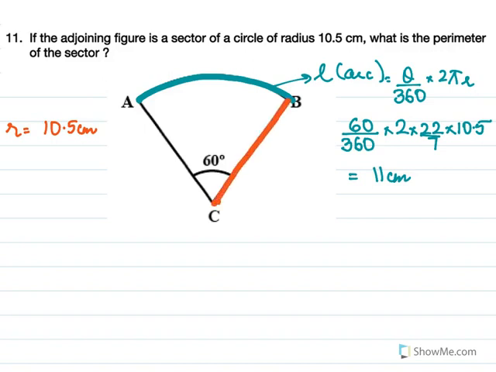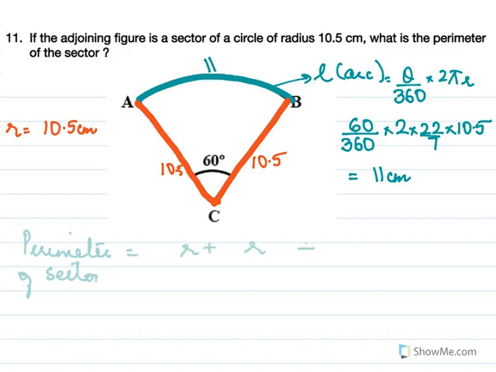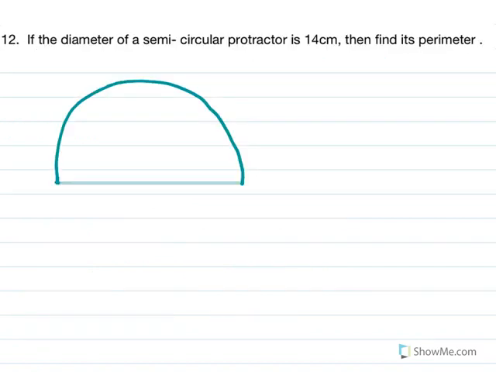But we are not done. We have this radius plus this radius, and each of these radii is given as 10.5 and 10.5, and the length of the arc is 11. So the perimeter of the sector equals radius plus radius plus length of the arc. Radius is 10.5, here 10.5, plus length of the arc. Length of the arc we found is 11. So the answer is 32 centimeter.